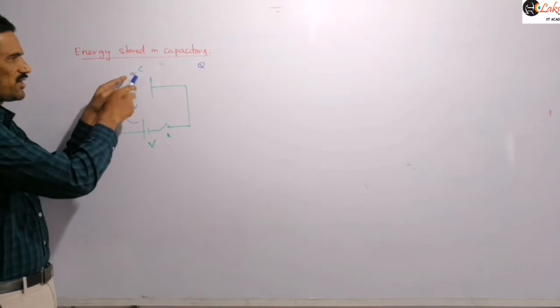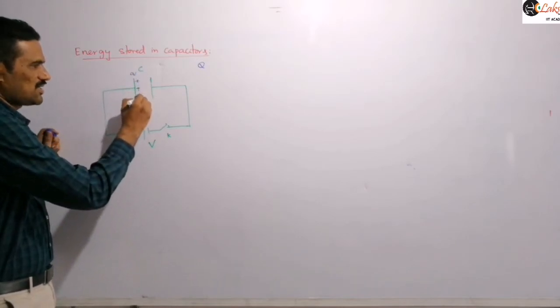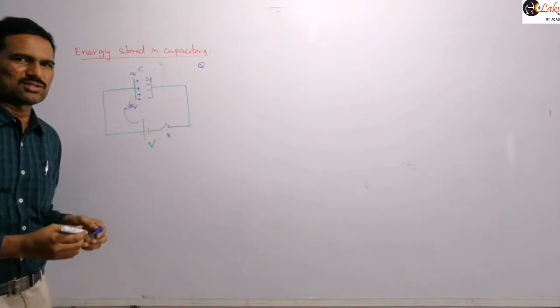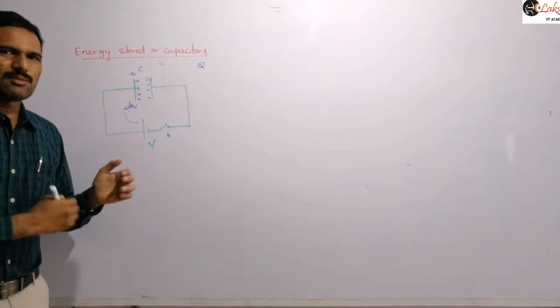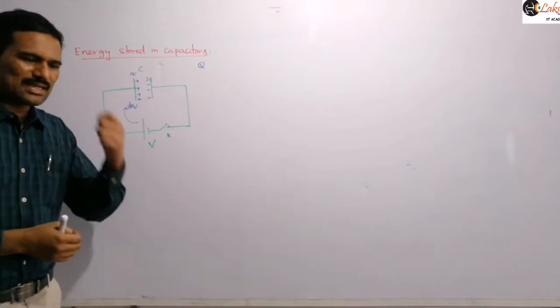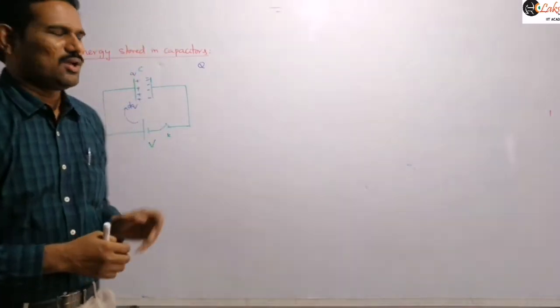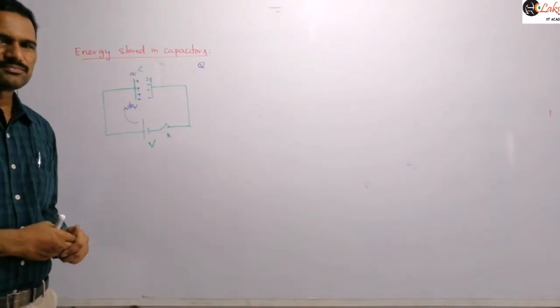So that means some positive charge is already there on this plate. Now we are adding another positive charge to that, so automatically some repulsive force will be there between them. Against that repulsive force, some external agent has to do some work to place this dQ charge also on this capacitor, right?